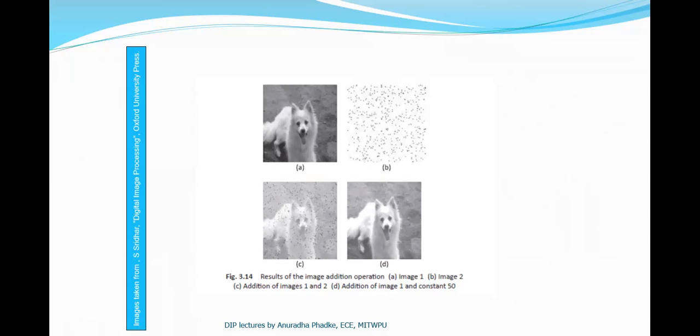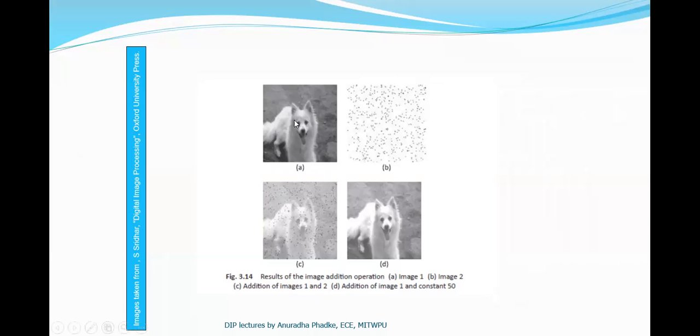So how is this addition operation useful? Basically, this addition operation can be used to perform filtering or for removing noise. If your image is corrupted by, say, zero mean noise. What is the meaning of zero mean noise? If we take the average of the noise over a certain duration, it comes out to be zero. That is the meaning of zero mean noise.